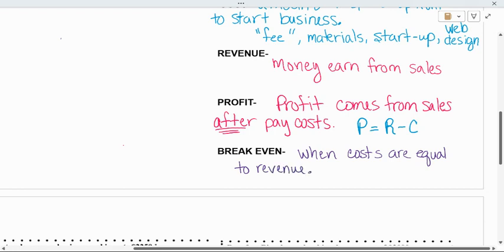So do you make a profit if your costs equal your revenue? No, you have zero profit. But that's good because you're not in the hole, right? Some businesses go in the hole. So break even is when your revenue and your costs are equal. You're not making a profit, but you're not in the hole, okay? Good? Raise your hand if you need more time on that.